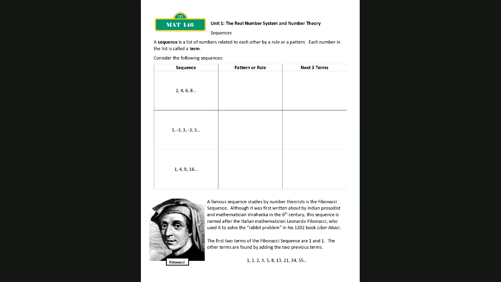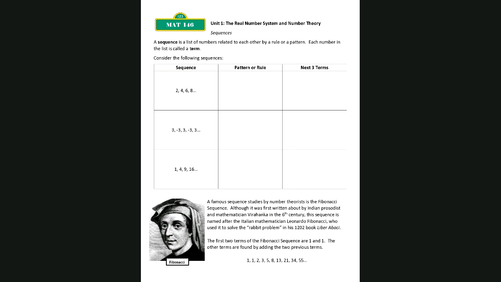Basically a sequence is just a list of numbers, and if you have only part of a sequence, you can find the next terms because they follow a certain pattern. So I'm looking at the following sequences here, and let's see if we can first determine the pattern or the rule and then find the next three terms of the sequence.